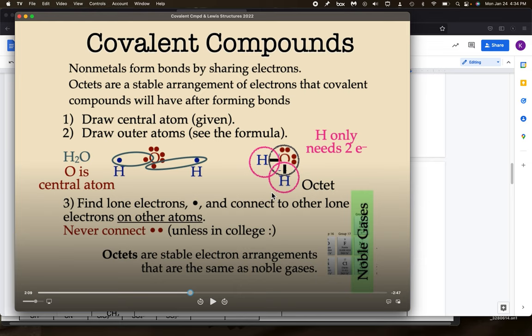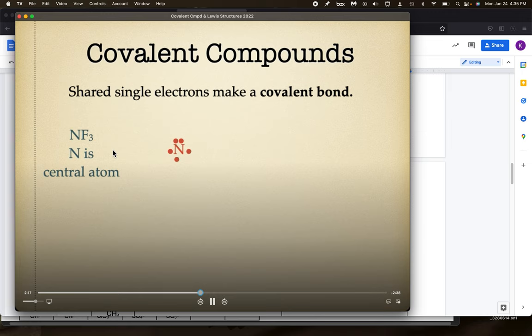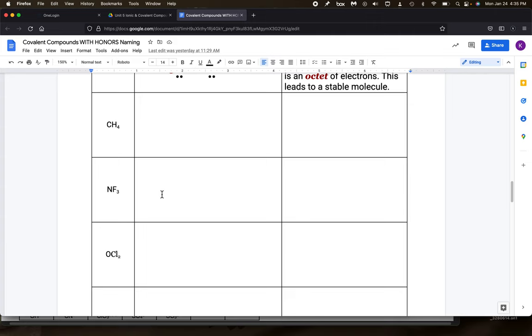All right, we're going to do an example from the worksheet, and that is NF3. So that's right here. And I might as well just draw it while you're drawing it.